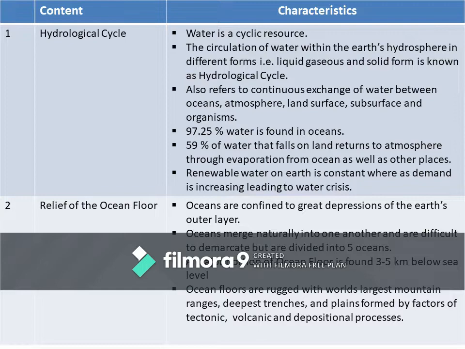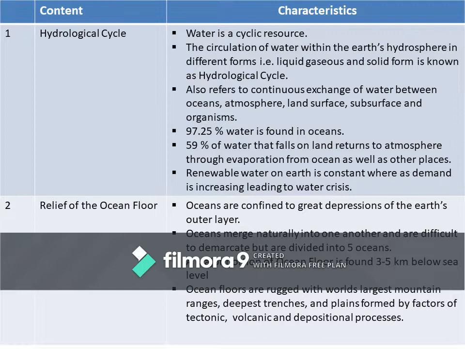97.25% of water is found in oceans, so is salty and is of no use. 2.75% is the remaining fresh water. 59% of water that falls on the land returns to atmosphere through evaporation from ocean as well as other places. Renewable water on earth is constant, whereas the demand is increasing, leading to water crisis.